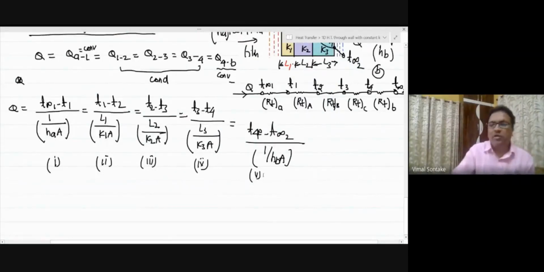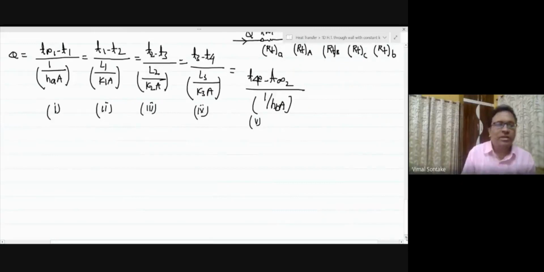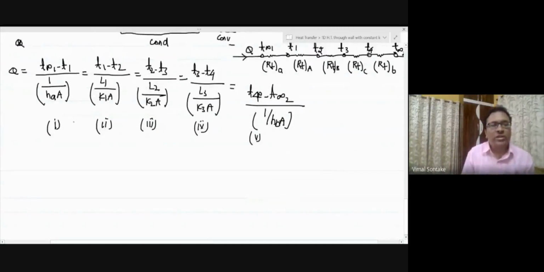Correct? Now I am not going into the detail of this derivation. If you want to calculate the temperature variation of T1, T2, T3, and T4, you can use a combination of either of these two equations to calculate the variation of either of the temperatures of the solid material. So how can I write now the expression for heat transfer rate in terms of fluid temperatures?